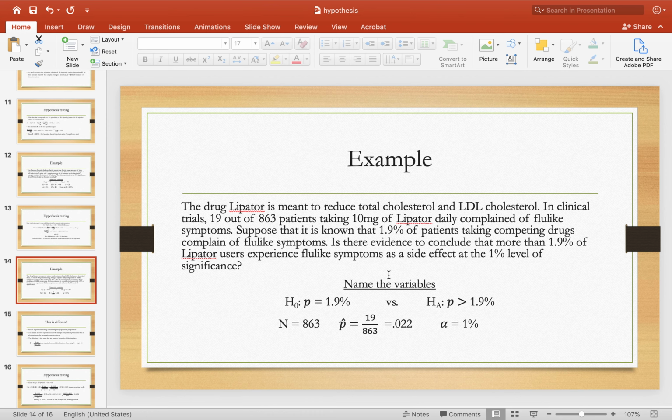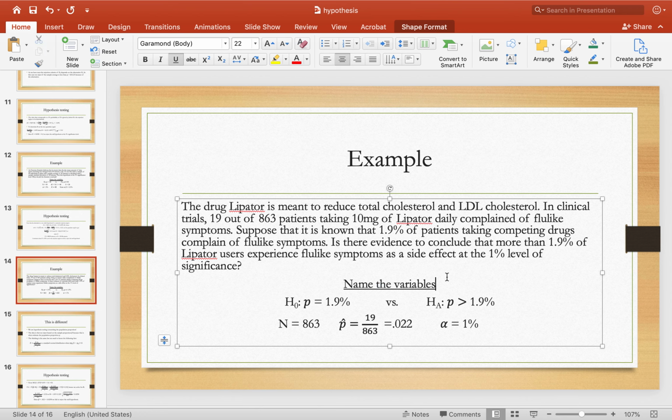So the first thing we're going to do is name the variables. But something's very different about this problem from the previous two. What's very different is that we're talking about the population proportion. So we want to know if the population proportion of Lipitor users who suffer from flu-like symptoms is greater than that of all other competing drugs. So the null hypothesis is P0 is 1.9%, and we'd like to prove that the Lipitor proportion is greater than that of competing drugs, 1.9%.